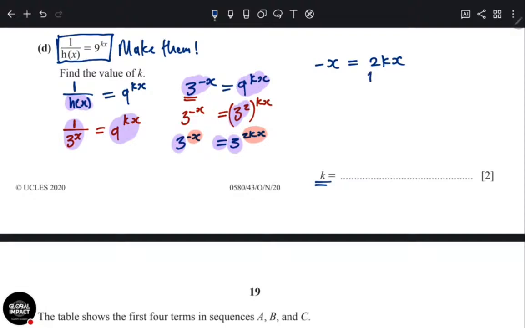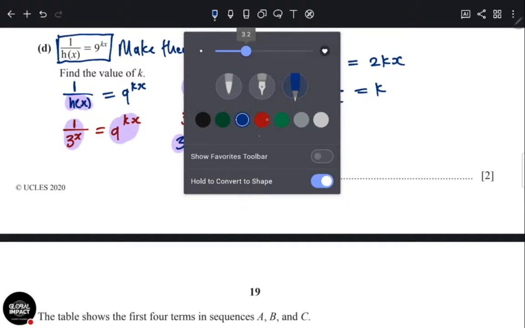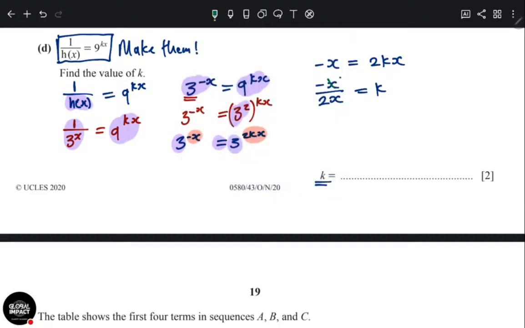We will take 2 and x to the other side. So here we'll say negative x divided by 2x is equal to k. Then what do you do? The x and x will cancel, right? So you end up having negative 1 over 2 times 1, which is just 2. This is equal to k. You can put the negative outside, so it'll be negative half is equal to k. So k is negative half.